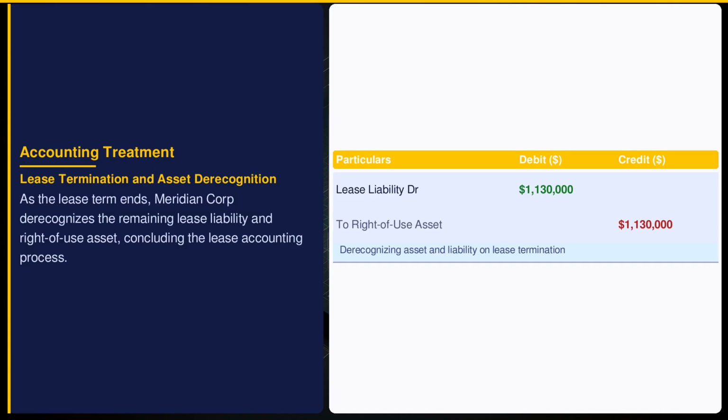Meridian Corporation's $1,130,000 derecognition aligns with ASC 350, clearing the balance sheet and providing closure to the lease lifecycle. It ensures no residual amounts affect future financial periods.